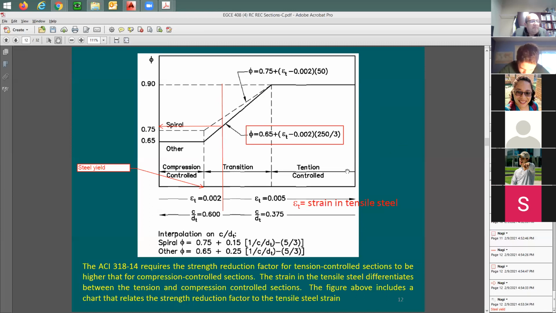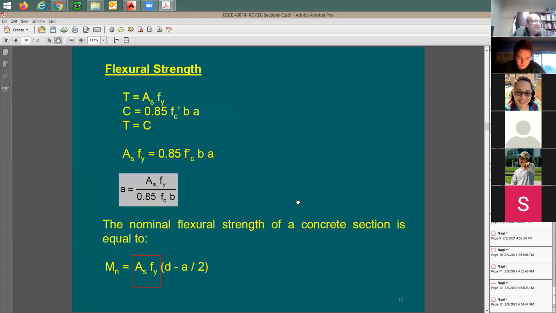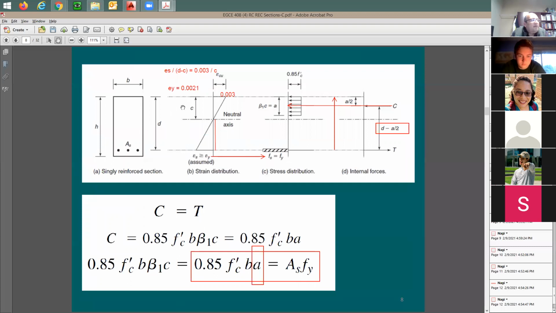We have also C divided by D. What is C? What is D? I'm going to take you back here. What is C? What is D? Here is C. How about this D? Sometimes you call it D sub T. So if you take the ratio of C over D, which is essentially kind of determining the strain in the steel, look at this. When you say here C divided by D, it is the same as this ratio, 0.03 divided by the strain in the steel plus 0.03. So somehow related to it.